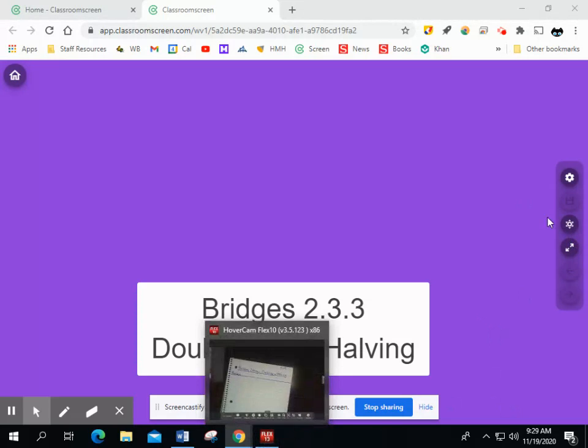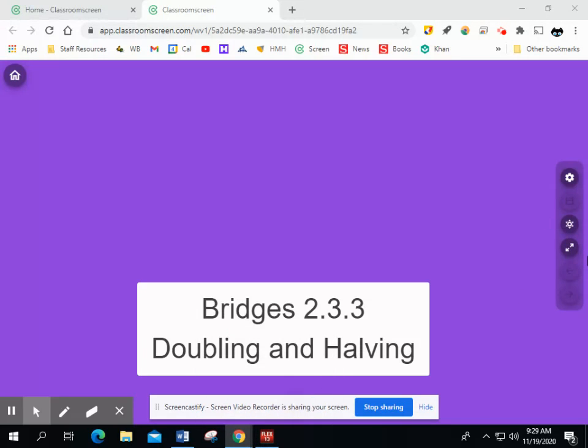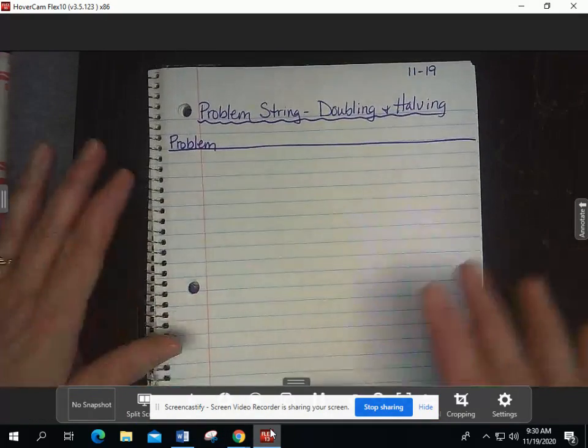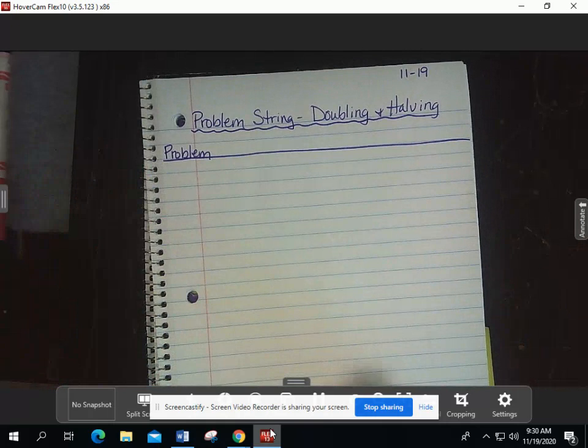So today, people, we're working on doubling and halving, and we're doing it as a problem string. That's why we need our notebooks. So you have your notebooks. Those of us at home, pause the video while you get your notebook ready. The kids in class are going to be writing this as well. I don't want to leave the screen, so it's going to be some dead silence here while everybody's writing this.